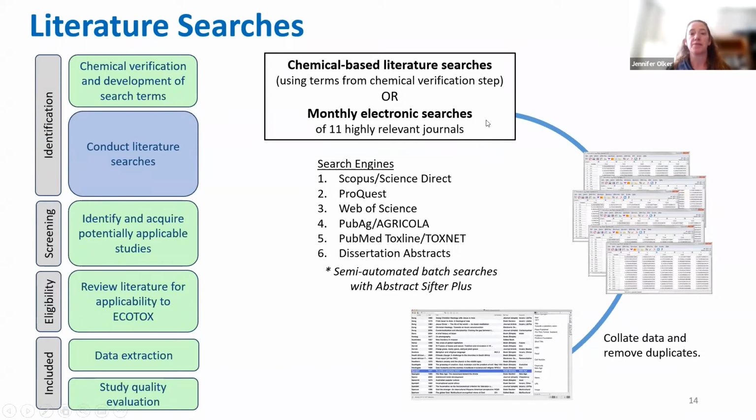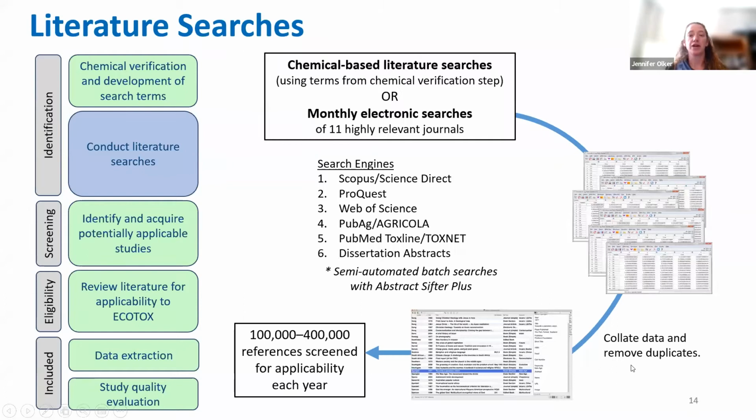So there are two ways that papers can get into the pipeline for ECOTOX. As I mentioned before, we search multiple search engines, and currently this is being conducted with a semi-automated batch search through a tool that was developed by the EPA called Abstract Sifter Plus. You may be familiar with Abstract Sifter, which is publicly available and searches PubMed, and this is a variation on that which searches multiple literature search engines. So we send those search terms through the multiple search engines. We get a whole bunch of citation information back. We collate those citations and remove the duplicates. And then we look at them at the title and abstract level, which I'll talk about in a second. And each year, 100,000 to 400,000 references are screened for applicability. So it's a constant cycle.